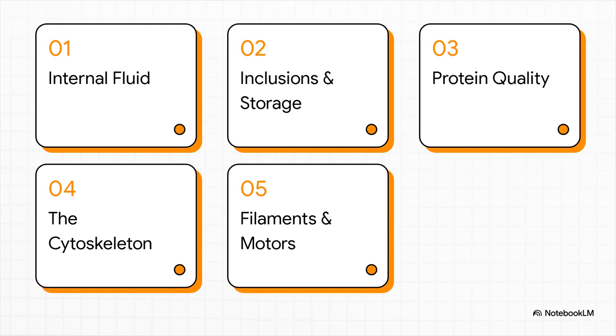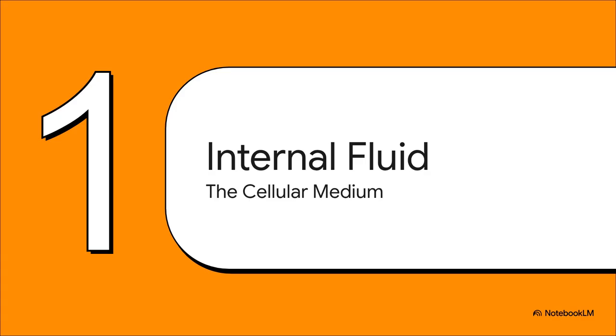Stop 1, the internal cellular medium. Stop 2, inclusions and storage. Stop 3, protein quality control. Stop 4, the framework, or cytoskeleton. And finally, stop 5, filaments and cellular motors. So kicking things off with part 1, the internal cellular medium.